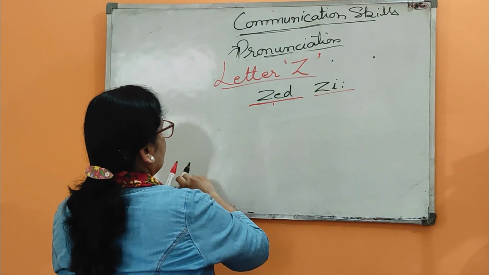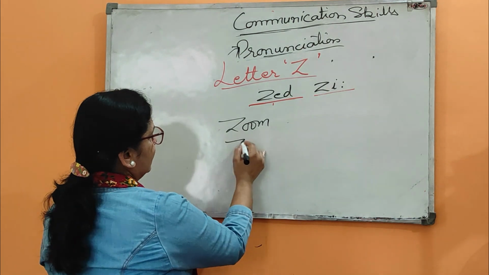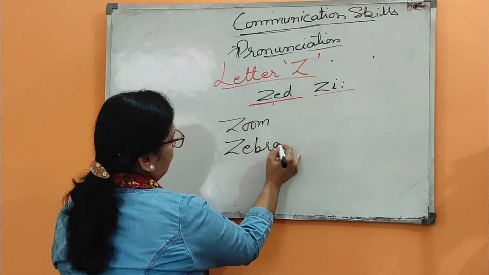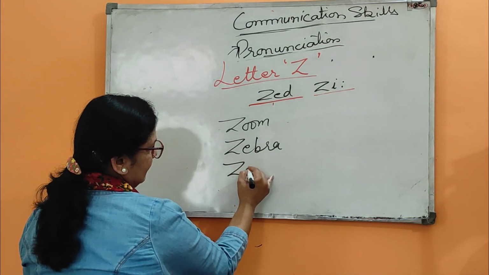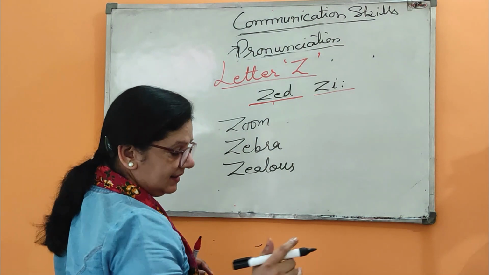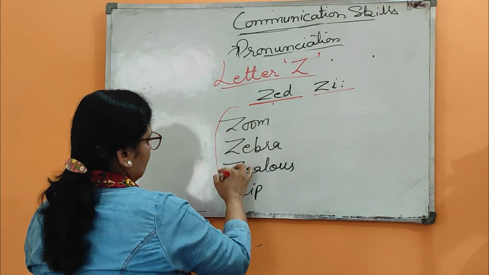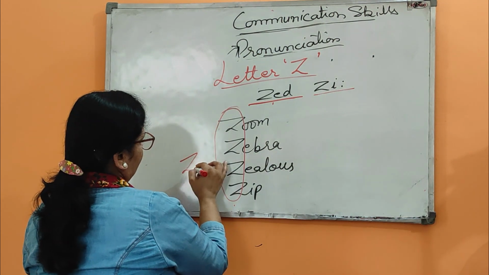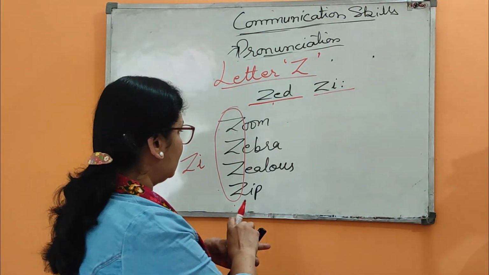Examples are like you say zoom, zebra. Then zealous, who is very much enthusiastic, is called zealous. Then we have zip. All these words have the sound of Z. So Z, this is the sound.